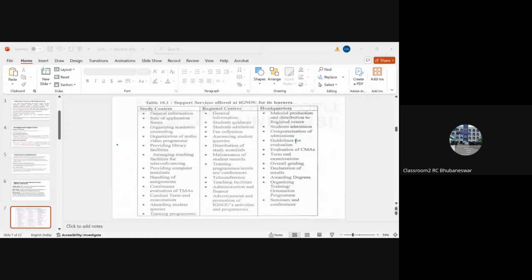It has already been mentioned during the counseling class. I have already given information, not only on this platform but in Angul regional center. I am taking the counseling classes and giving clear-cut information.